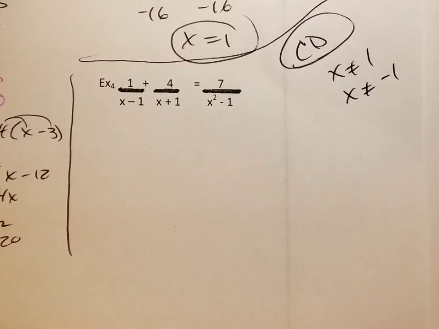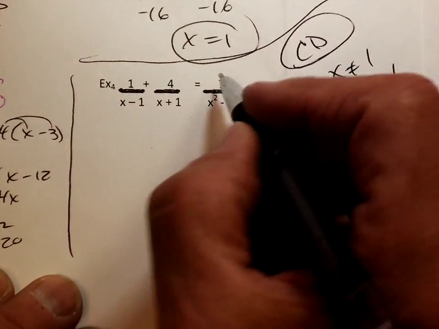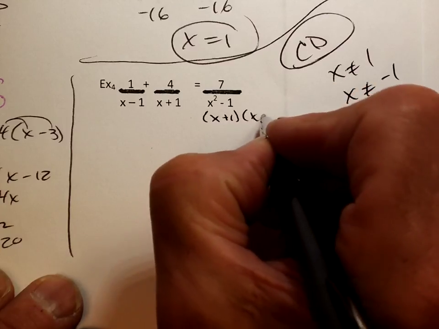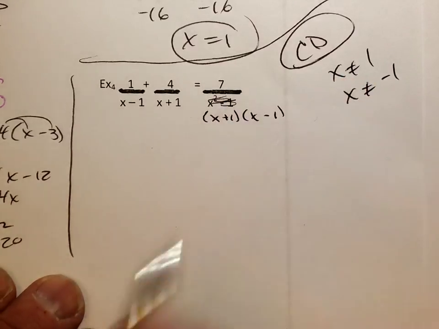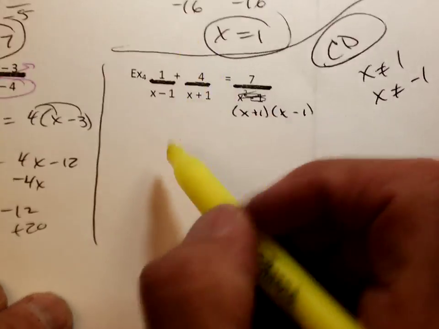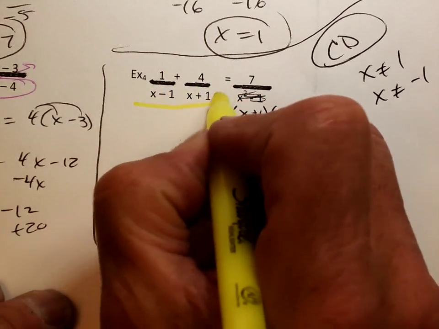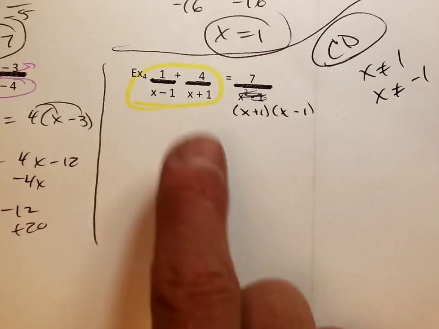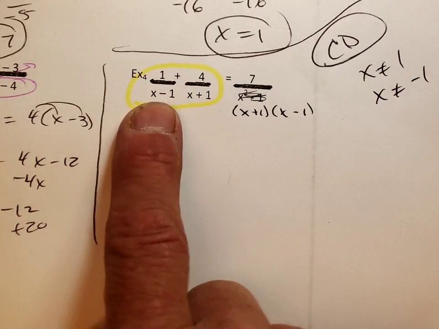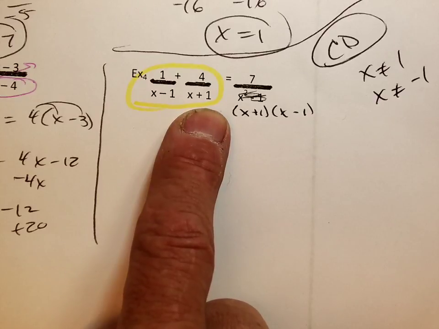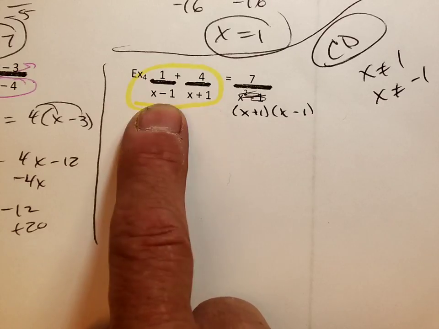Okay, so right off the bat, let me factor this. This factors into (x plus 1)(x minus 1). Okay, don't really need that anymore. So over here on the left-hand side of the equation, let's see if we can get a common denominator. So this one doesn't have an x plus 1. This one doesn't have an x minus 1. Let's just give each of those that value.